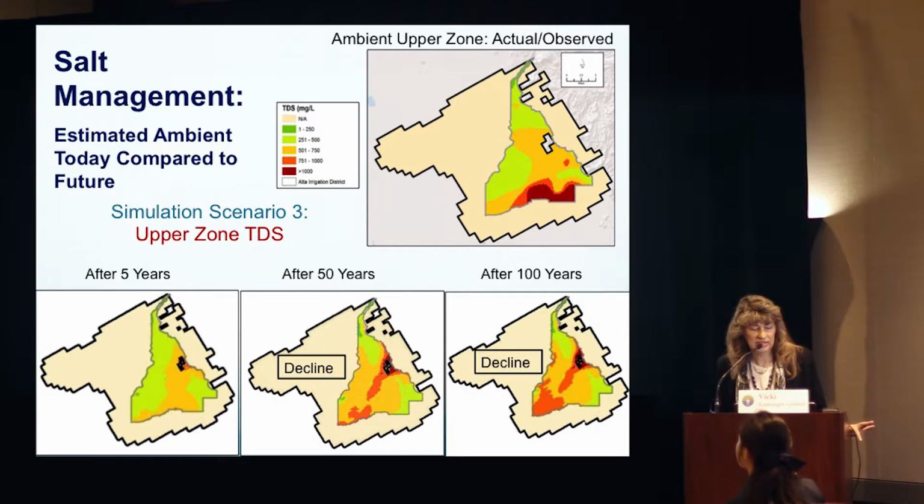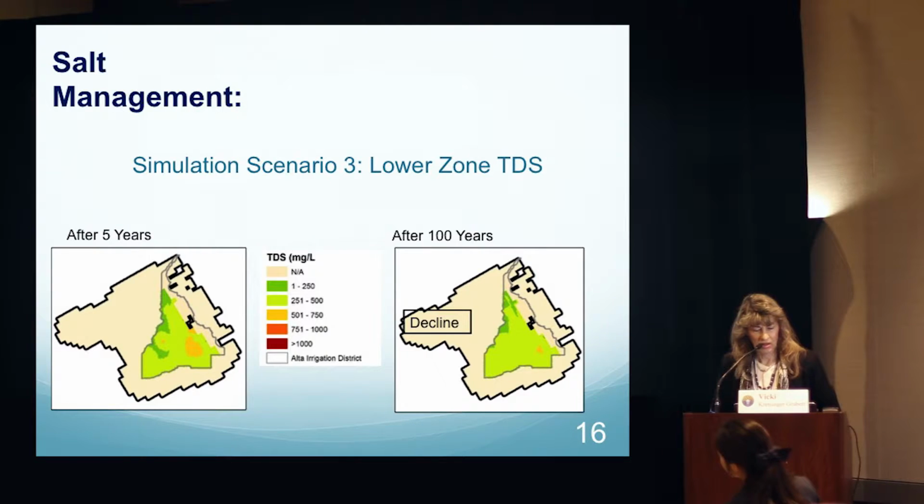TDS in the upper zone, we see a similar sort of thing. We see the most rapid change in the simulation between 5 and 50 years. But again, we see a decline in the water quality, and then we see some further decline when it goes from 50 years to 100 years. And the lower zone here is sort of similar to nitrate, but we have more salt in the system. We see some decline on the west side of our management zone area, but some improvement in the very southeast of the model area.